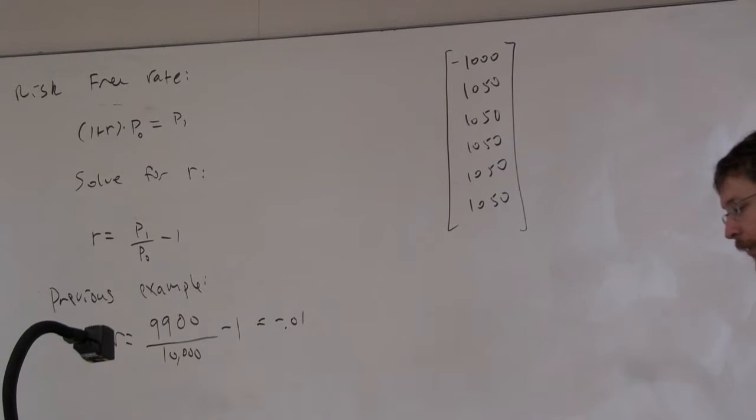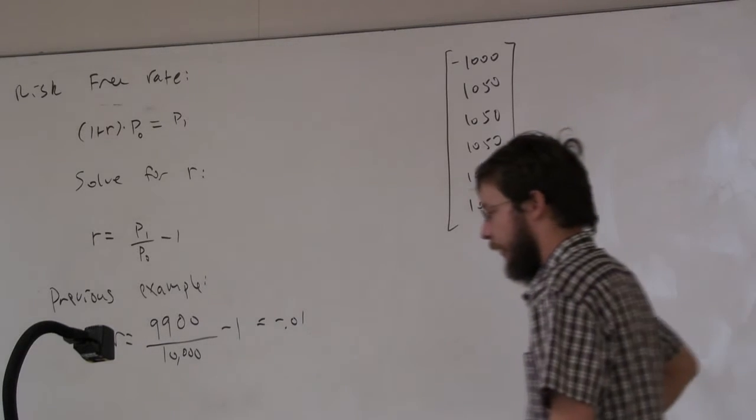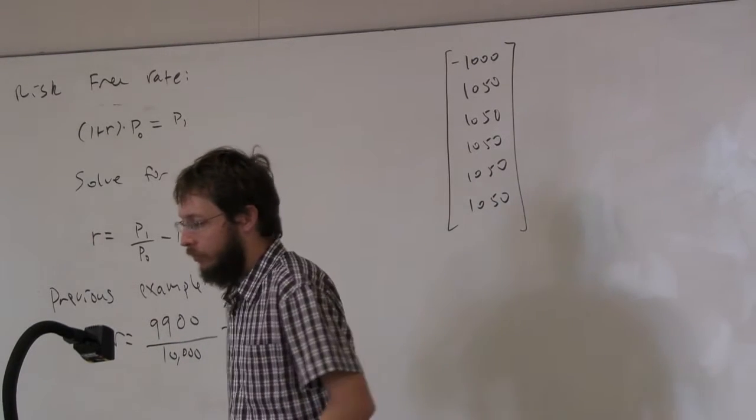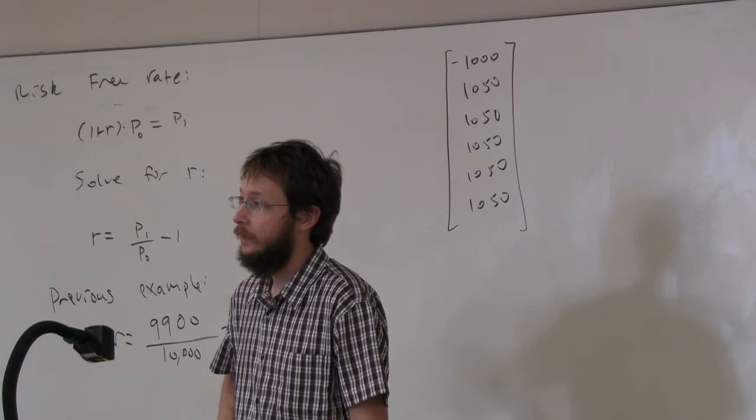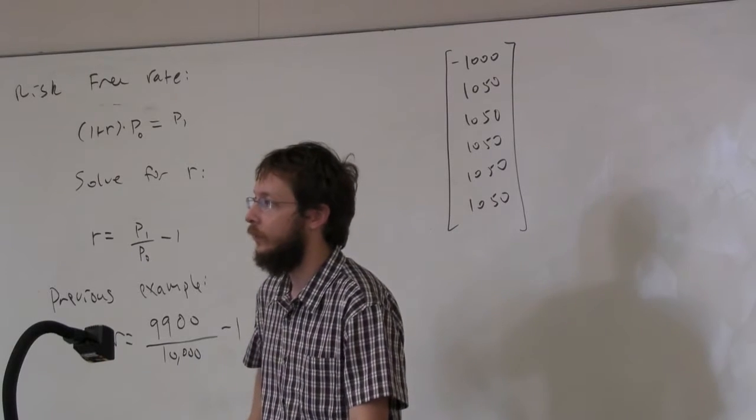But we're actually going to cook up a risk-free rate out of an arbitrary set of assets. And this has to do with the discounting stuff that we started talking about.